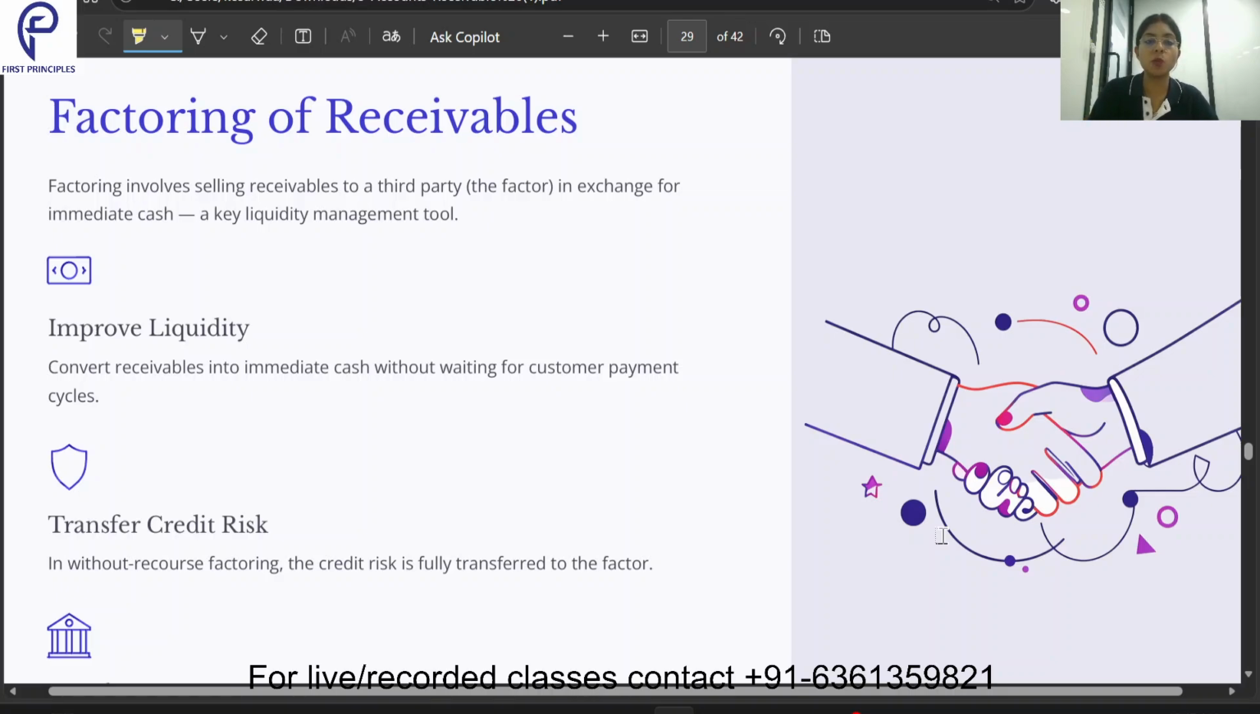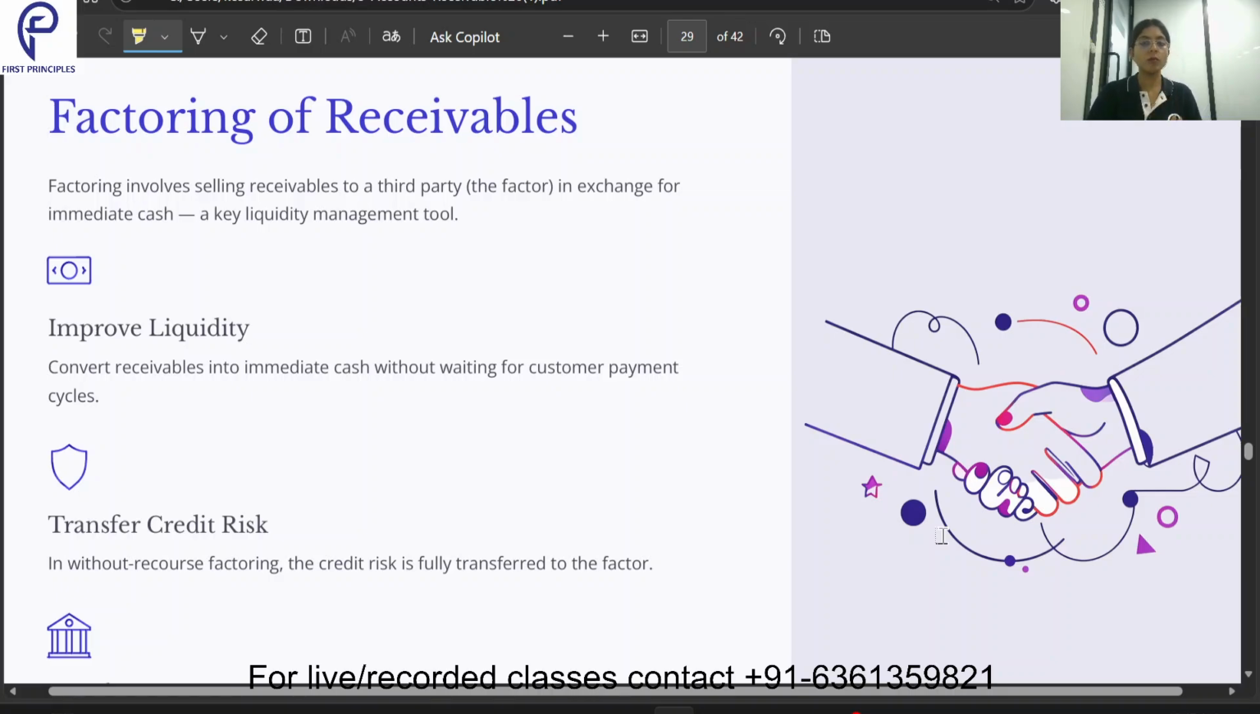Getting it factored means what? It is a kind of selling of my accounts receivable to a third party, which is termed as a factor. It could be a bank, or a financial institution which is willing to take that accounts receivable and give money to me in return for that accounts receivable.